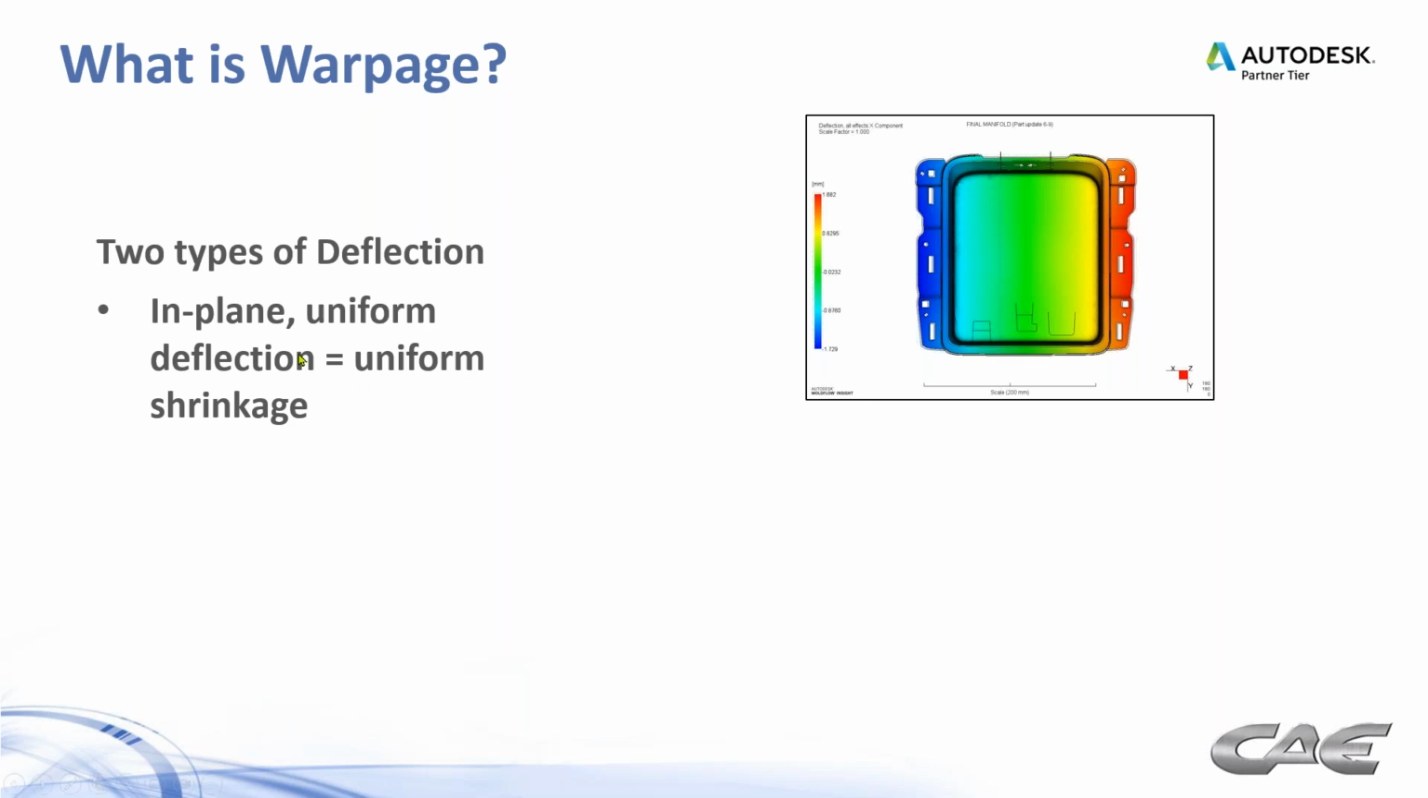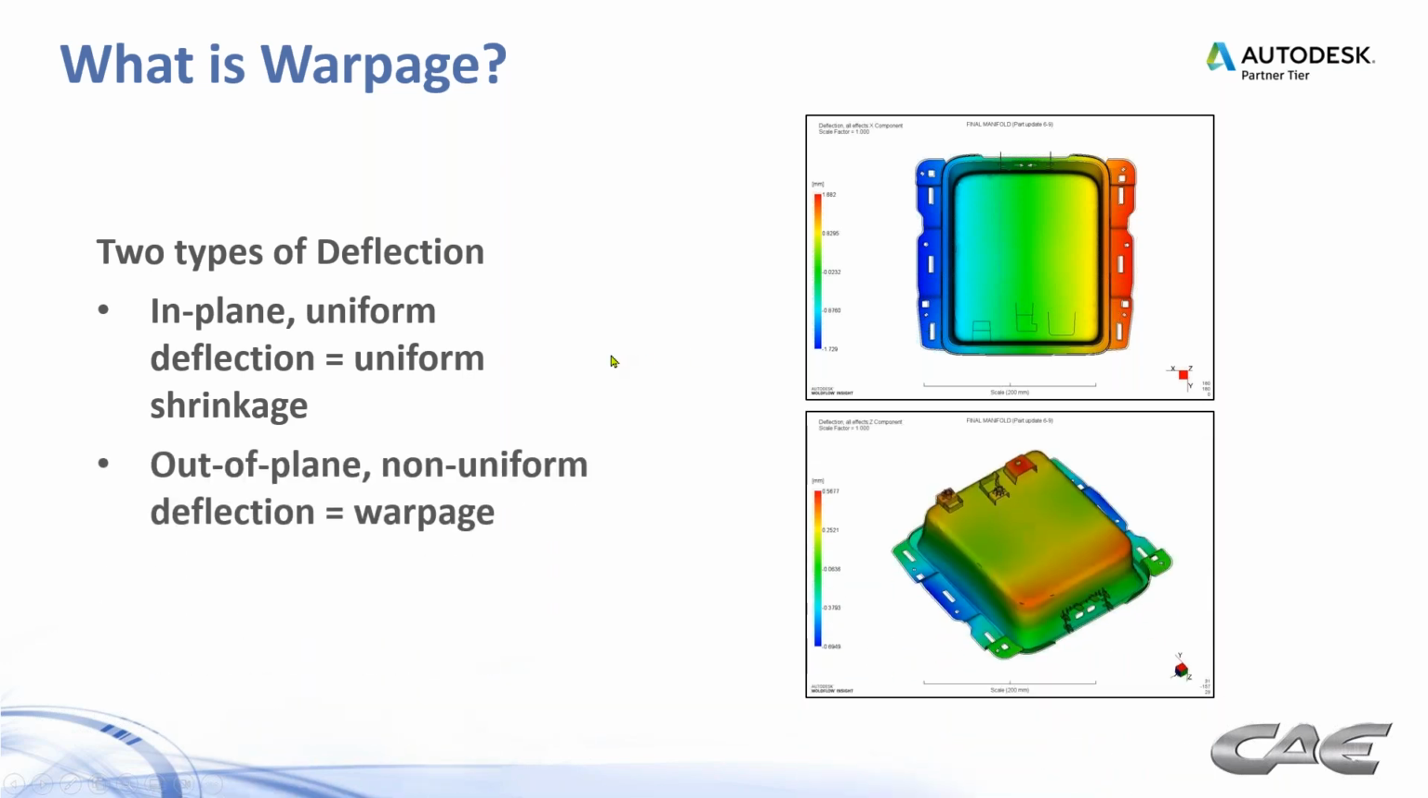And there's two types. One is in plane uniform deflection, and that results in uniform shrinkage. In other words, if I look at this one right here, we're looking at the X direction, and we see a gradual change in color across the part as we traverse the X direction. And that's just telling me that the part is shrinking uniformly. In other words, it's getting smaller and getting smaller at the same rate. That doesn't necessarily indicate warpage.